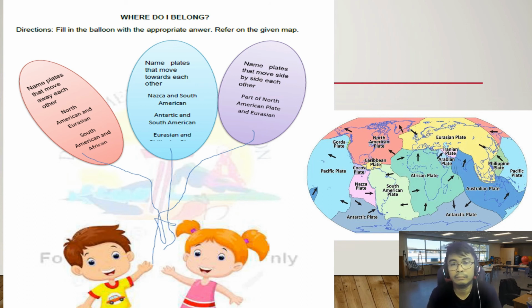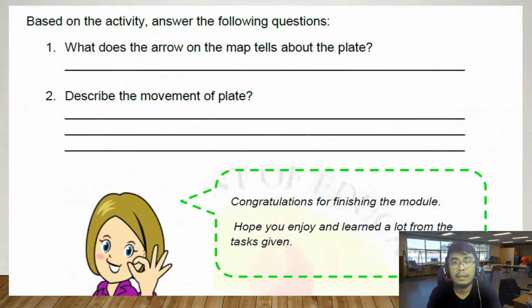And then, after that, you need to answer the following questions. First, what does the arrow on the map tell about the plate? And second, describe the movement of the plate. Just answer this based on your understanding.